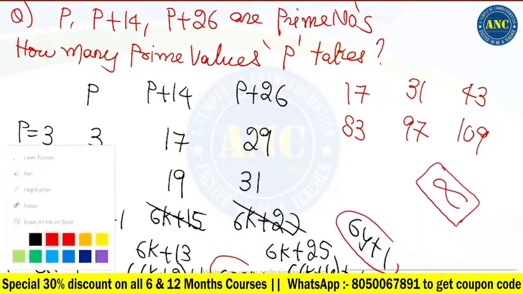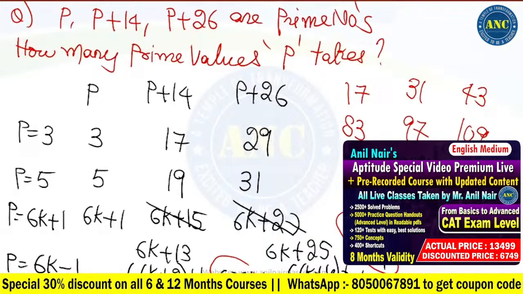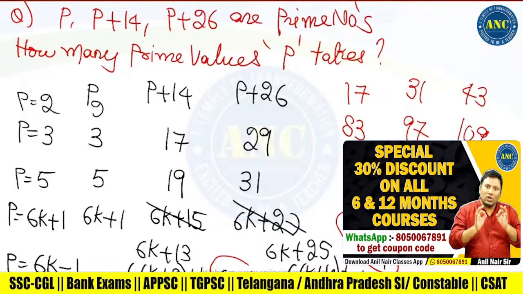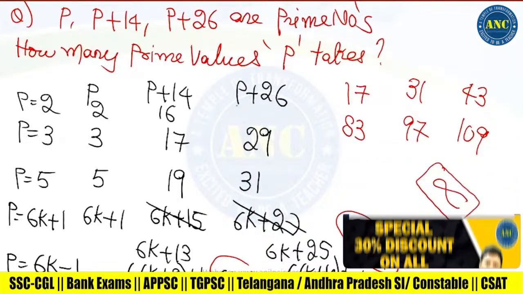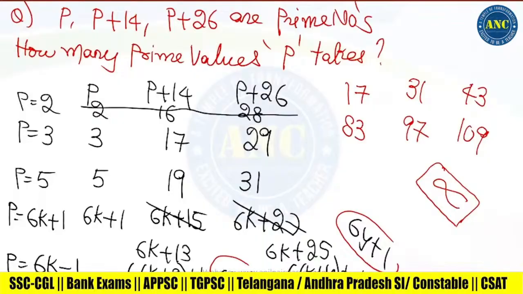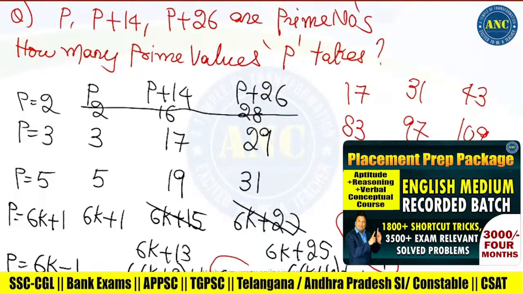P plus 14, p plus 26 are prime numbers. How many prime values? First substitute 2. If I substitute 2, 2 plus 14 is 16, 2 plus 26 is 28. Even plus even, there exists no prime number other than 2, which is even. So 2, 16, 28 is eliminated.